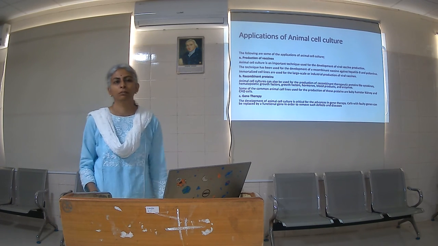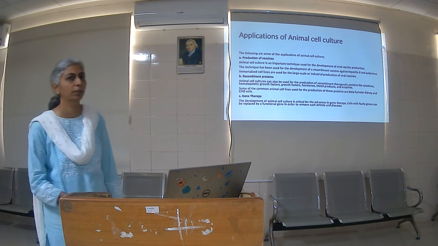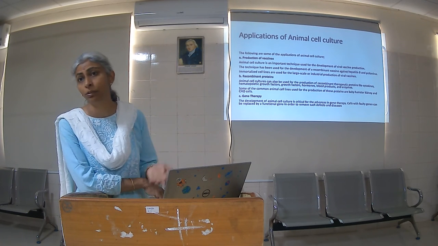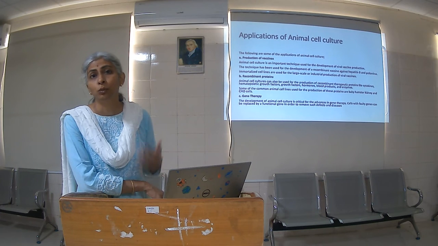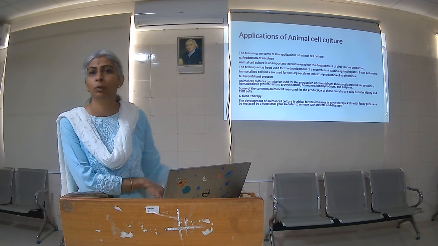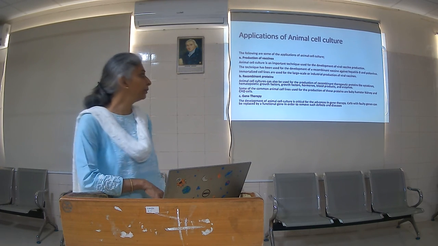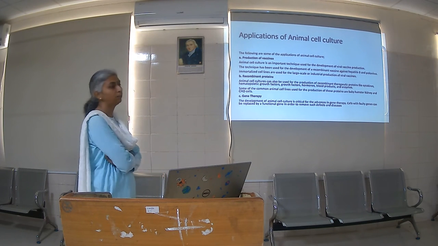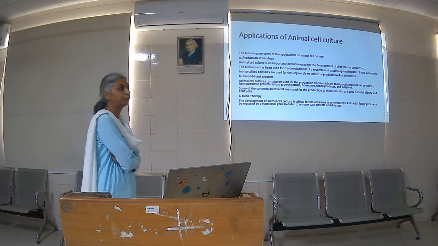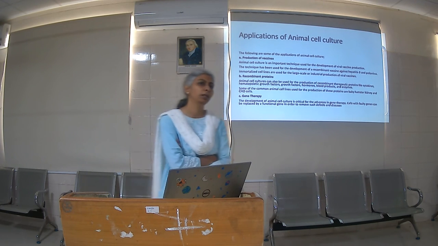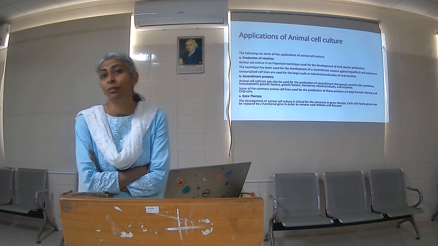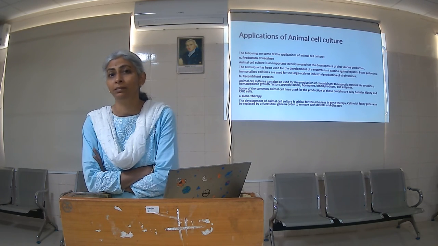Because any kind of vaccine, for example, that has got to do with viral vaccines or any pathogen that is human or intracellular pathogen, you have to grow in cell line, animal cell line. So animal cell culture is an important technique used for development of viral vaccine production. In fact, if I was to give you an assignment, I would ask you to find out what cell line are they using for developing the corona vaccine. What is Bharat Biotech?